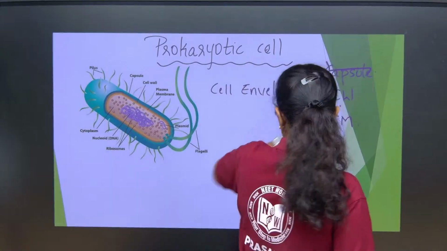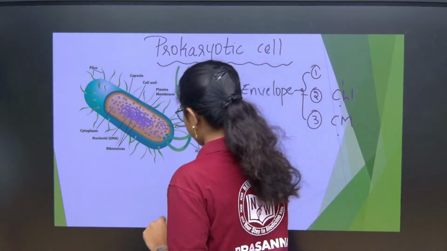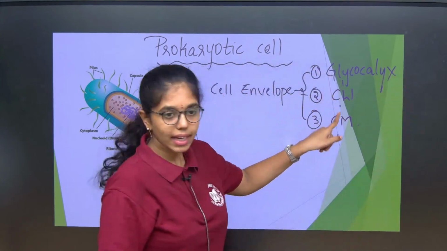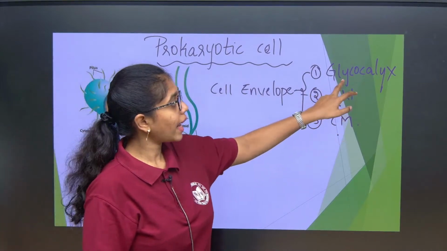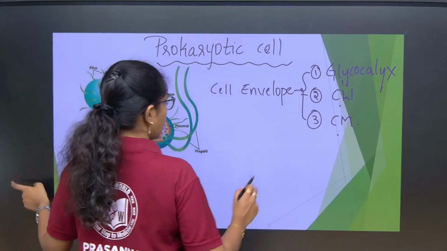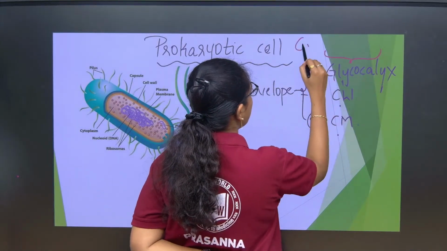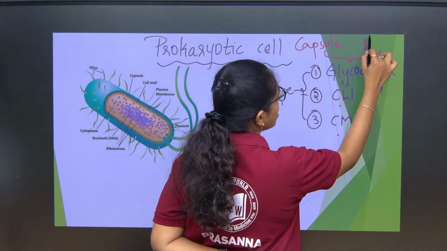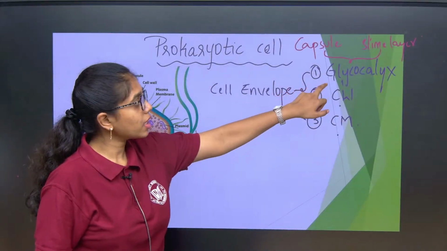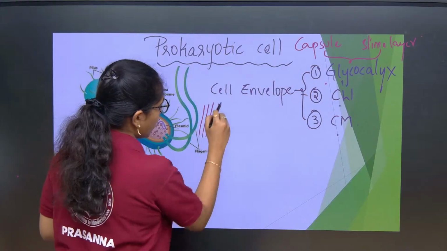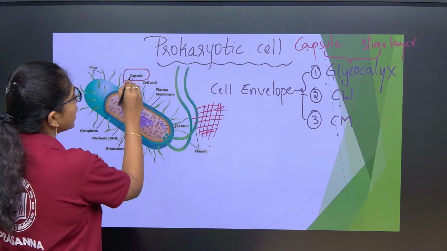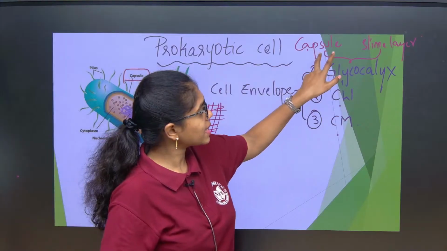Sorry, first is glycocalyx. Glycocalyx, cell wall and cell membrane. So, glycocalyx can be of 2 types. It can be either a capsule or a slime layer. Fine. If the glycocalyx composition is very thick and tough, like this, then it is called a capsule. Like here you can see the outermost layer is what? Capsule. Glycocalyx can exist as capsule and slime layer.